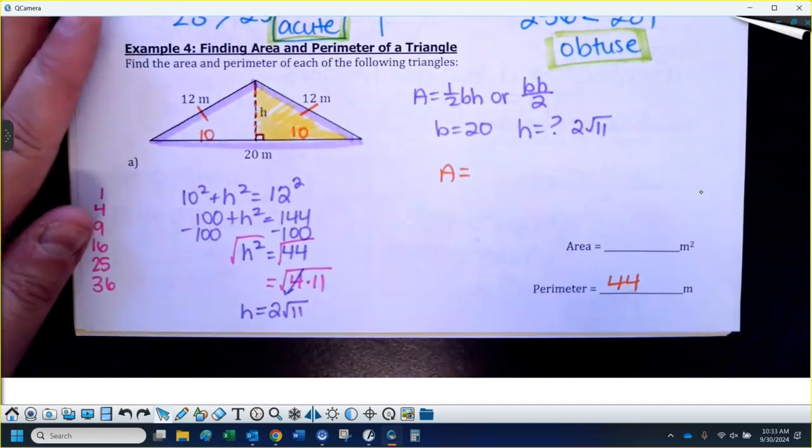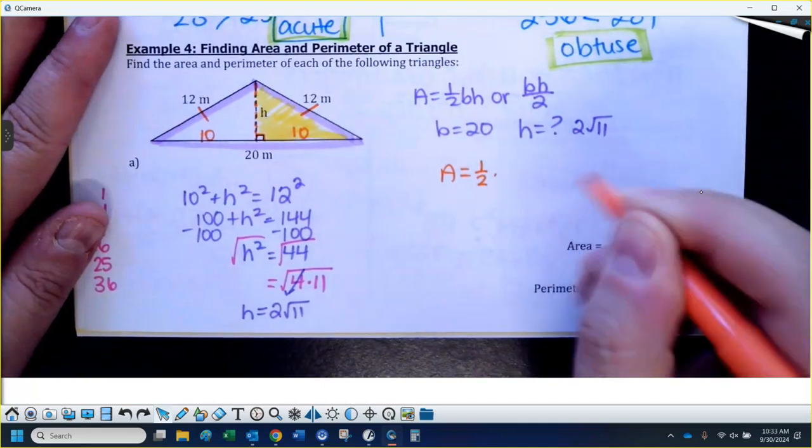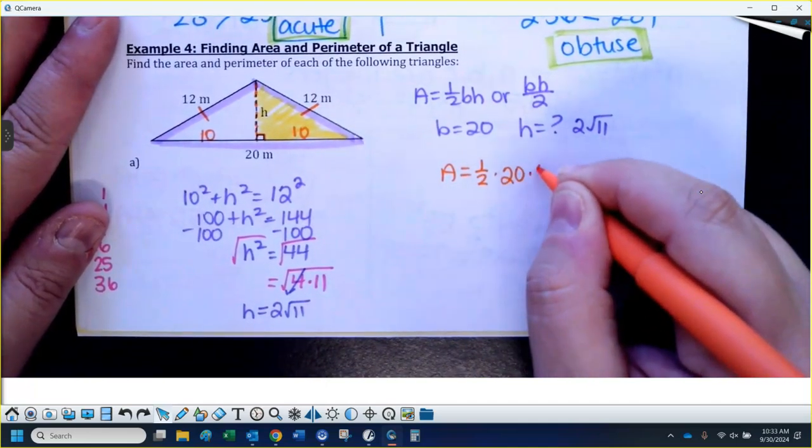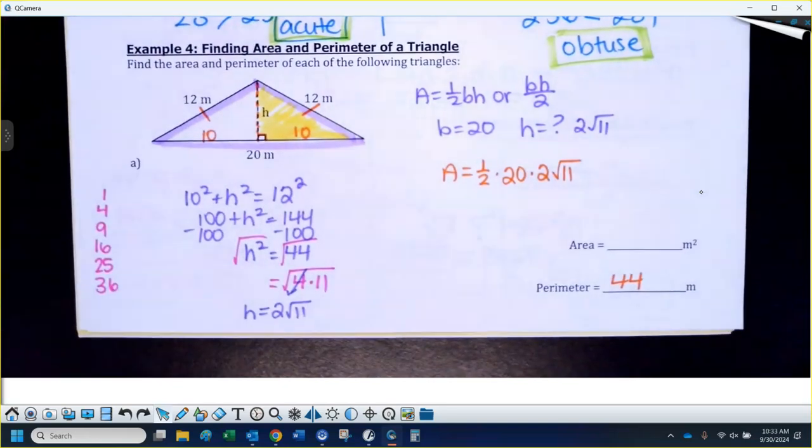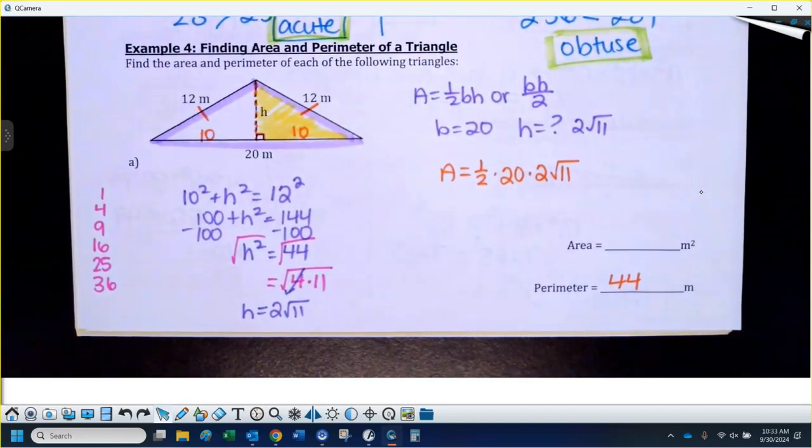Doesn't matter. Okay, so I'll just do 1/2. The base is 20, and then that height is 2 radical 11. Now, you're going to see this on a bunch of the questions today. It's just going to say, leave it in simplest radical form.